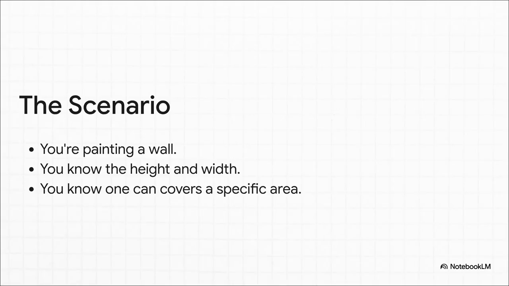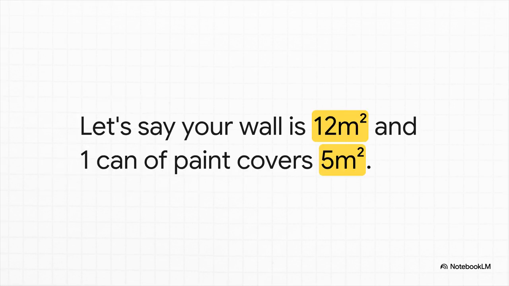We know the dimensions of the wall, right? Its height and its width. And we can just look at the paint can. The label tells us exactly how much area it'll cover. So far, so good. Let's put some real numbers on this to make it clear.